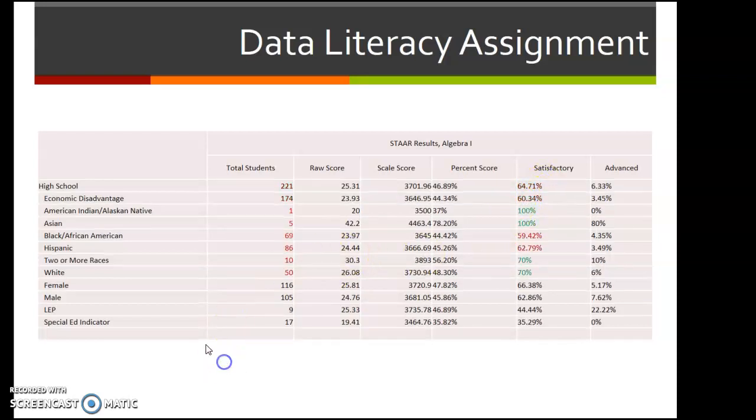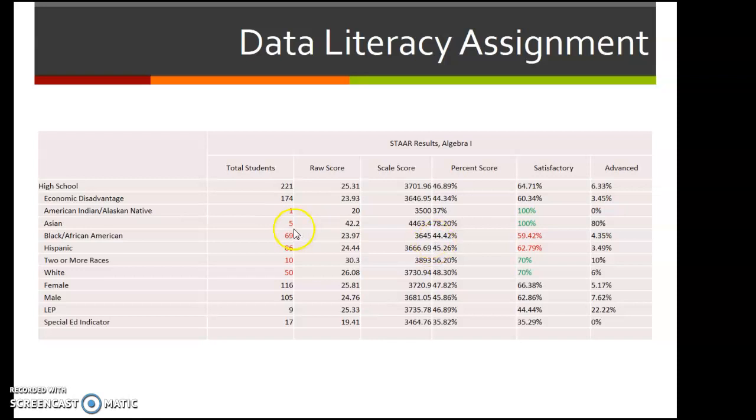So when you look at the different ethnic groups, you can see there's not a lot of American Indian. That student did pass, which is good. So probably nothing to note there. Same thing with Asian students. There's only 5 of them. They also had a 100% pass rate, and 80% received the advanced rating. So I guess 4 of the 5. But there is a large number of Black, African American, Hispanic, white students that might be worth looking at.